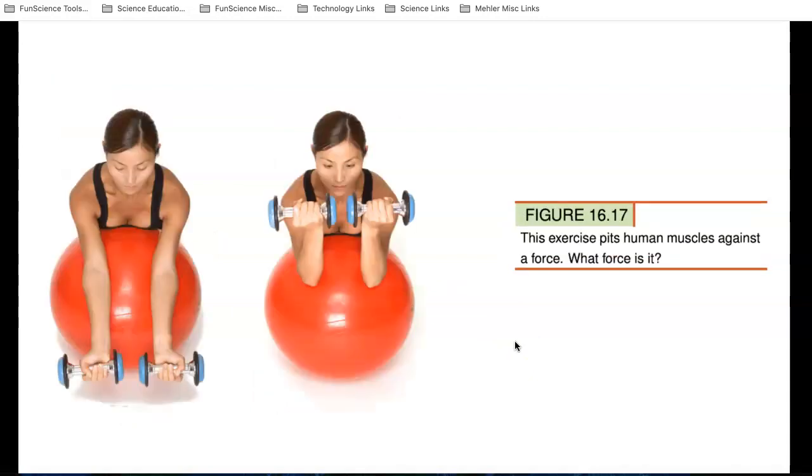Here we have a young woman who is exercising, and it says human exercise pits muscles against what force? Well, we know that that force is gravity. We are always working against gravity, the gravity of our earth when we work out.